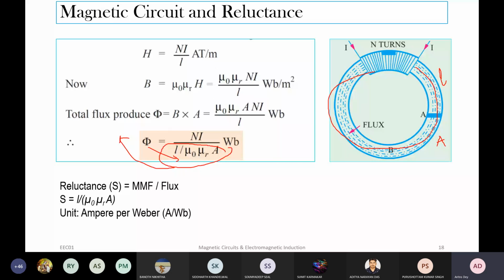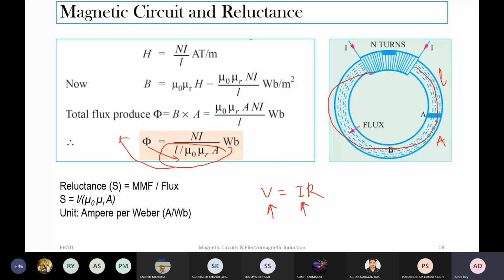If we relate this with Ohm's law, what is our Ohm's law? V is equal to IR, or I is equal to V by R, right? So you can relate with this. Whenever you apply a voltage, current will be flowing through it for a particular resistance or through the circuit. Similarly, whenever we apply a magnetomotive force in a magnetic circuit, the flux lines will be produced proportionally.